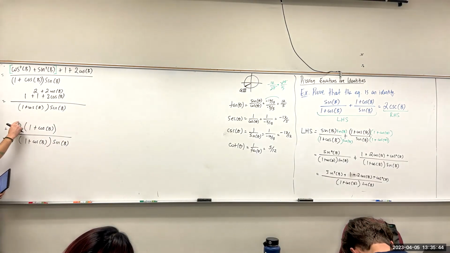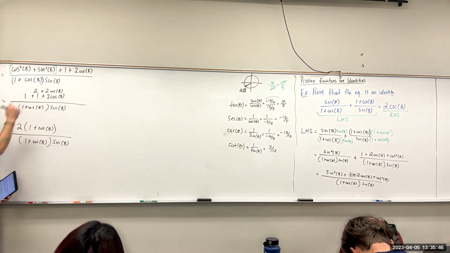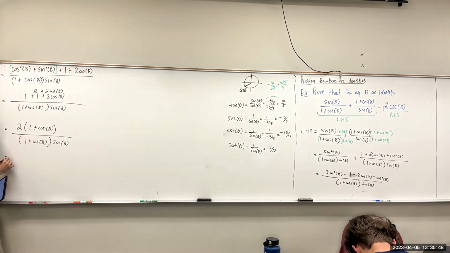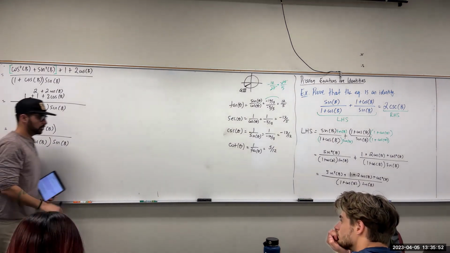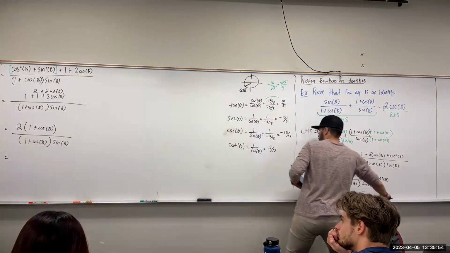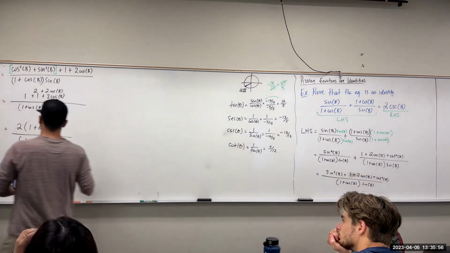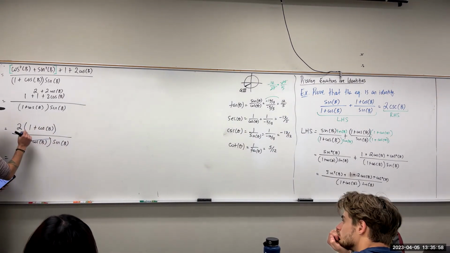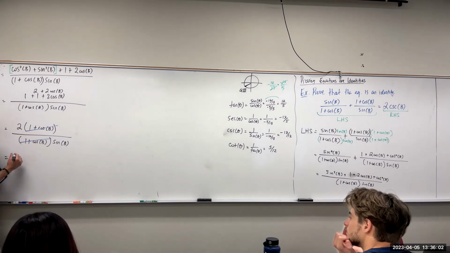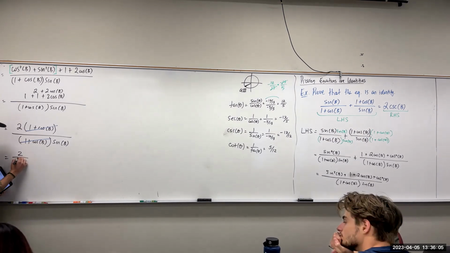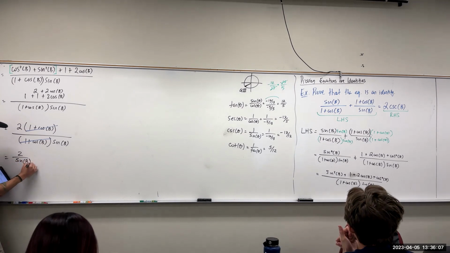What if I multiply the 2 back in? What's this guy? And then beautifully, look what happens. 1 plus cosine b is the same, top and bottom, so it can all cancel out. And then you end up with 2 over sine b.